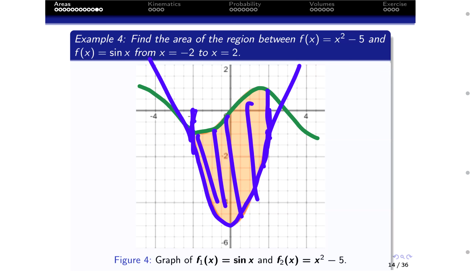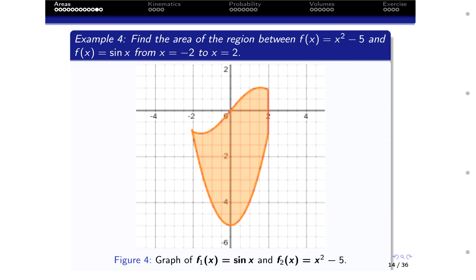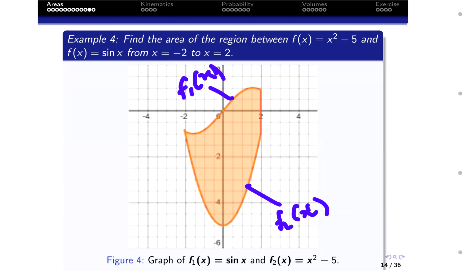All right. So if you remove all of that, this is what you end up having. So again here, you can see that sine is above. So that's like your f1 of x, while the f of x equals x squared minus 5 is below. That's your f2 of x, like that. So it means that sine x is going to be first and then minus f of x, which is x squared minus 5. And then we have been told it's between minus 2 and 2. So we go for that.